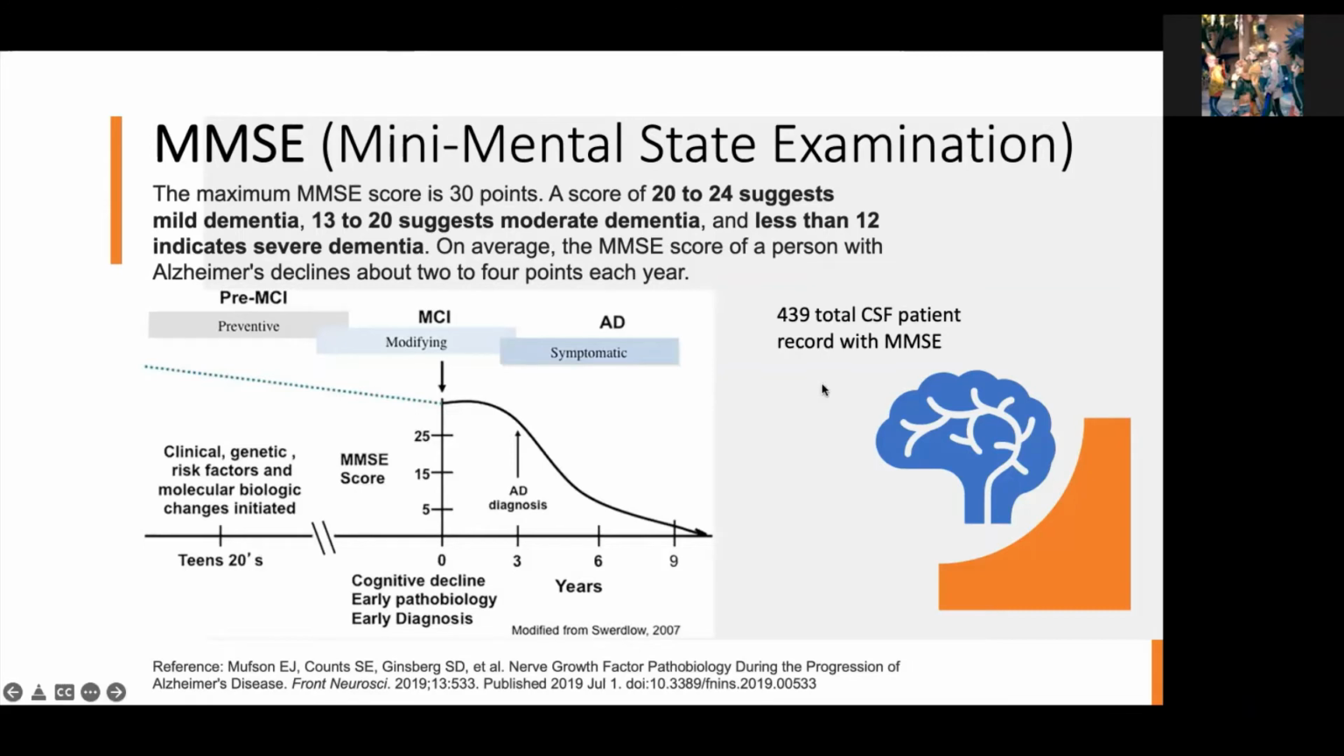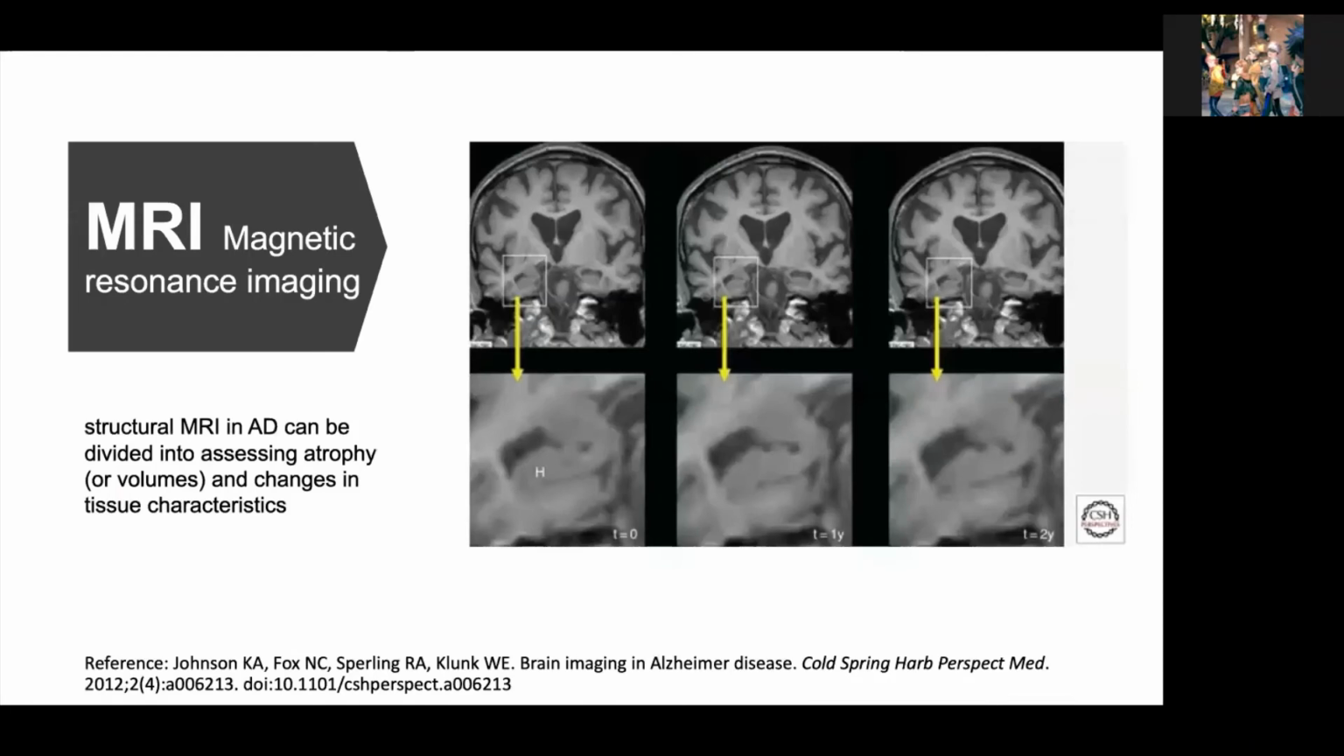And here, I just counted the unique CSF patient records that we have, which is 439. Some of them also cross over with plasma, so that will be more detailed and correct later. And in addition, I'm just using the flow of what clinical diagnosis uses right now.